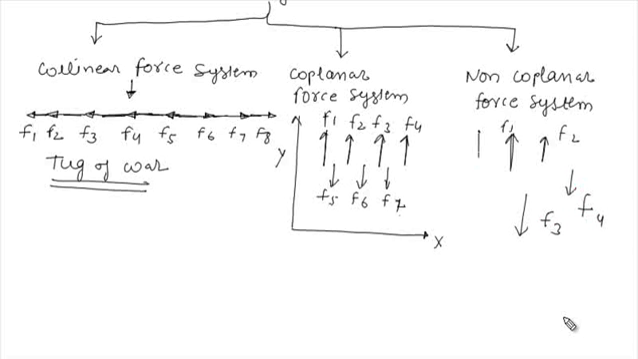Suppose I talk about this kind of force system, then we can say that some of the forces are lying in the XY plane, and some of the forces are lying in the XZ plane. So these forces are not in a single plane, they are in different planes. So we can say that it is an example of a non-coplanar force system.